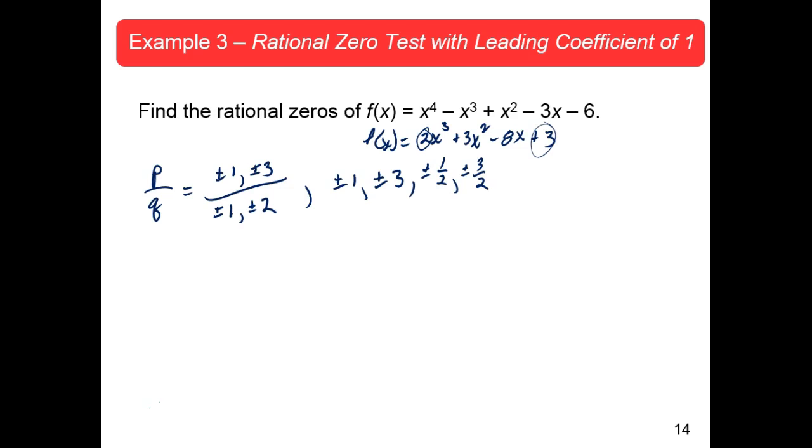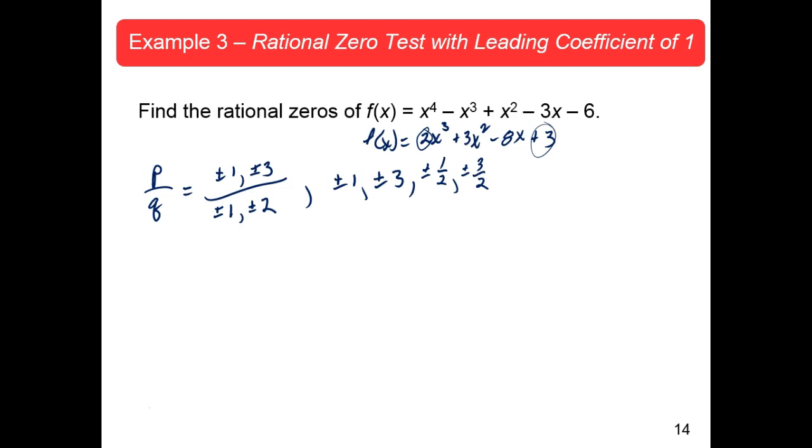Oh, I got to pick up drawing. What's the easiest one to check? 1. Because all you have to do is plug in your coefficients. Let's add them. 2 plus 3 minus 8 minus 3 plus 3. 0. You just found your 0 without having to do anything else. You just plugged in the plus 1.